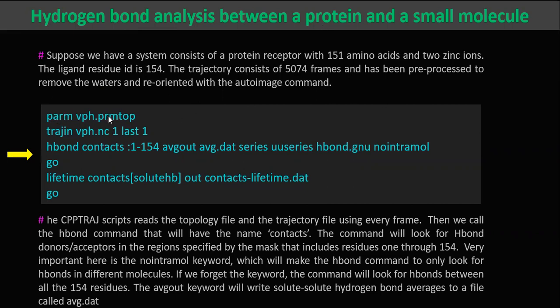So first we load the topology file, and you need to load the trajectory. And this is the hydrogen bond command. It means that we have this residue and we have the 2 zinc, and this is a ligand. So you need to include the residue number for the ligand so that you could analyze the hydrogen bonds that happen between the protein and your small molecule, and then save your hydrogen bond plot.